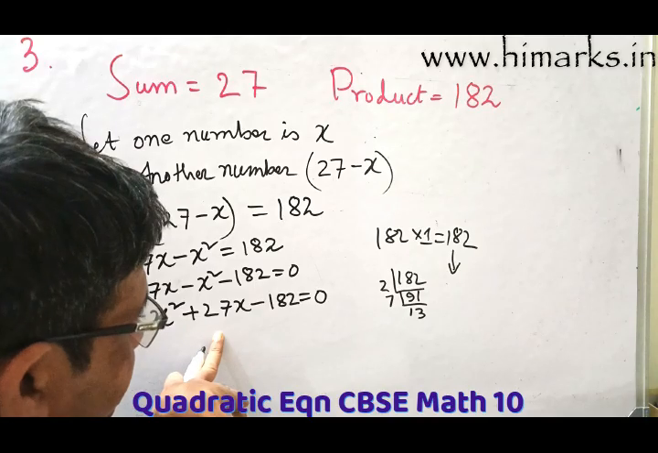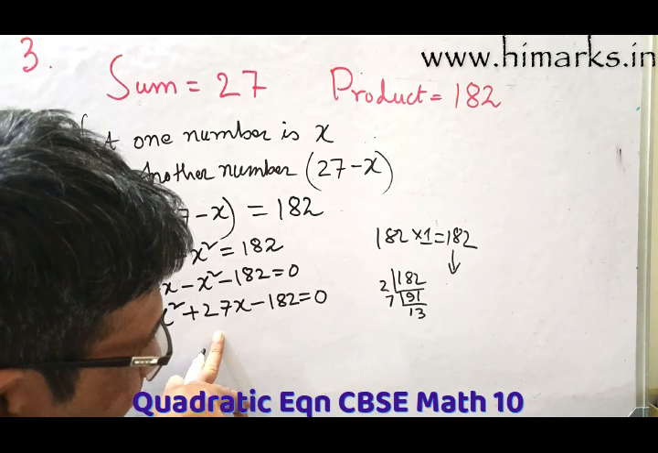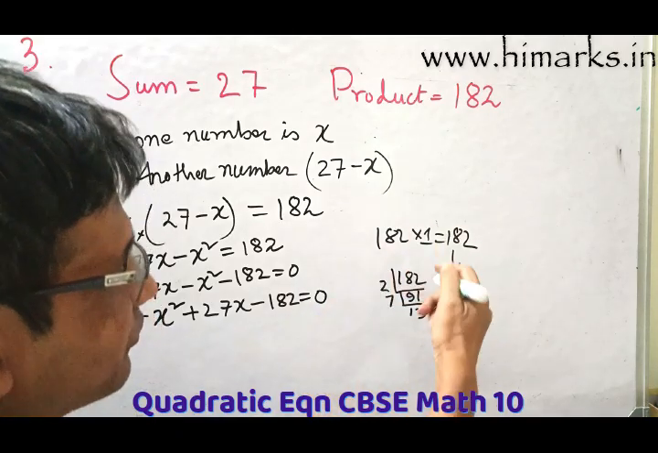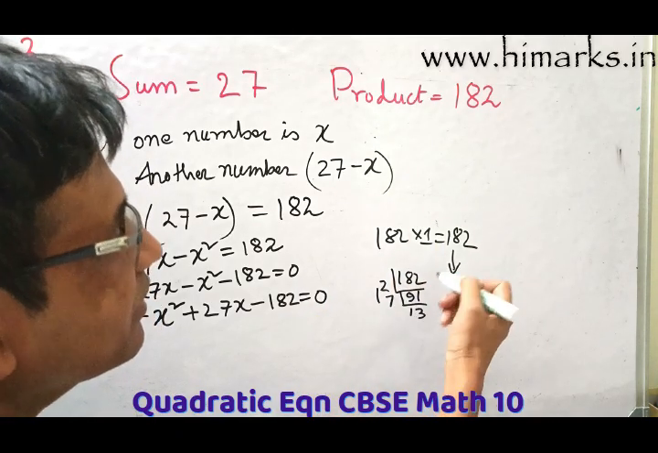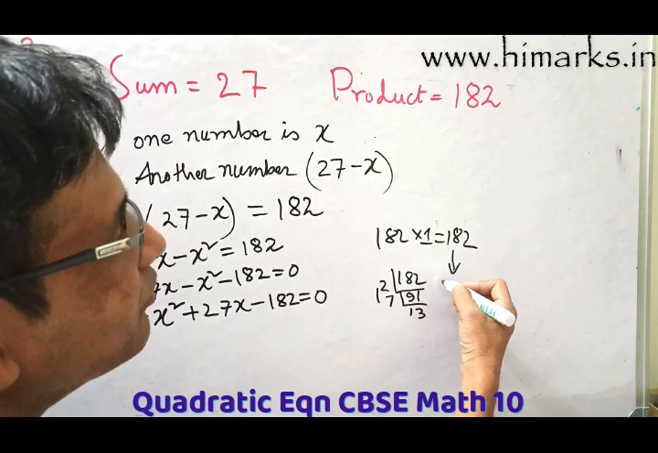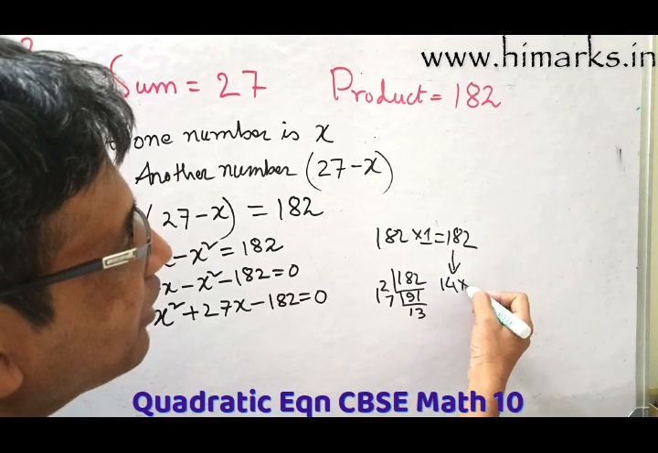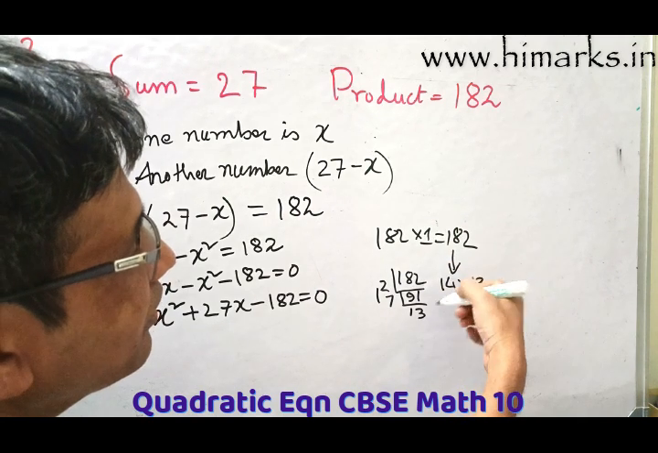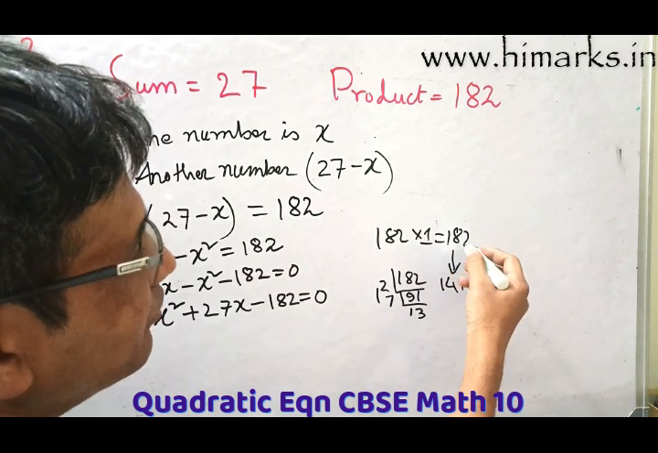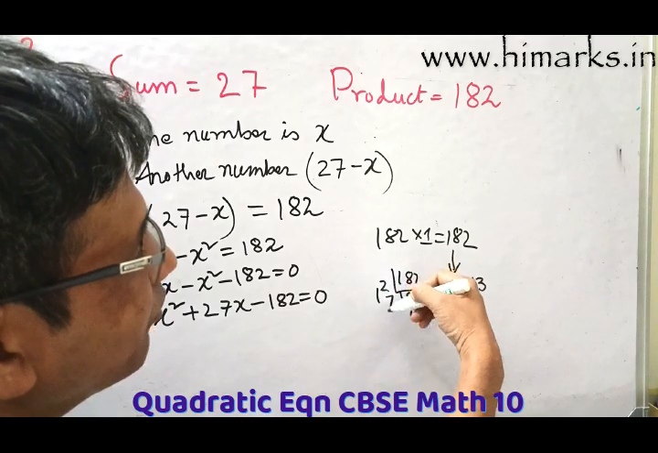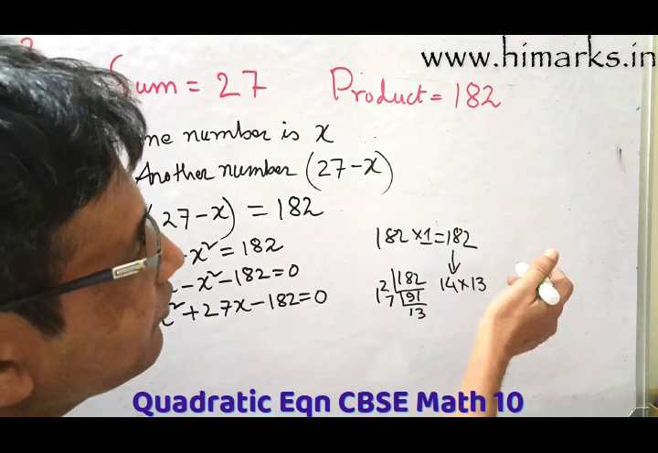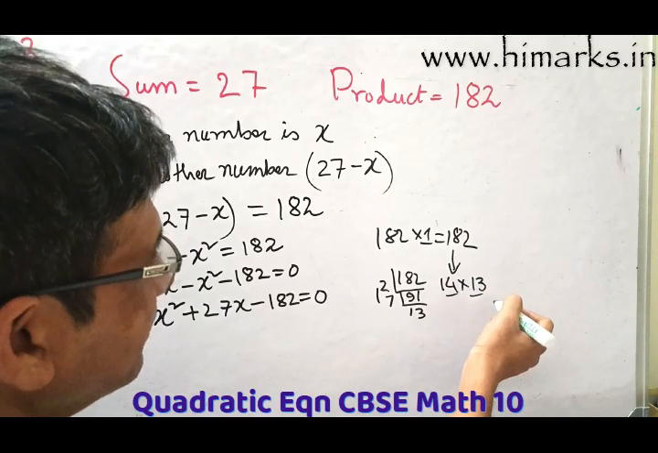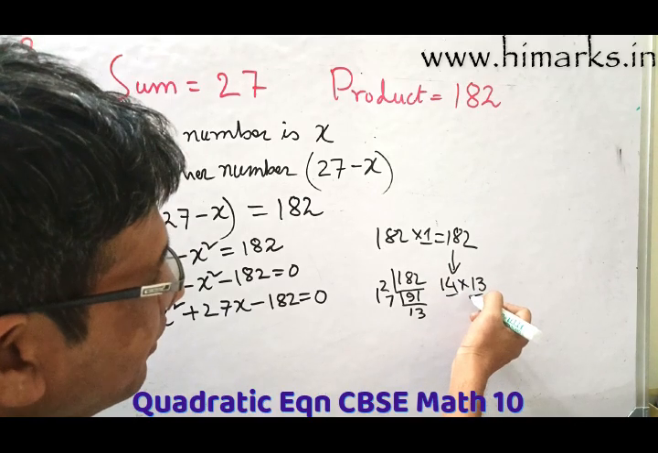Seven twos, okay, so that means 7 into 2 is 14 and 13. So that means 182 can be broken as 14 into 13. There are different ways you can break it, 2 into these and 7 into these. So it can be broken in many parts. Out of that I can see one is 14 into 13.